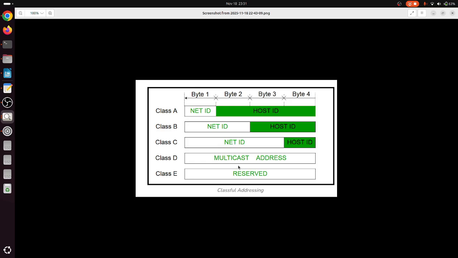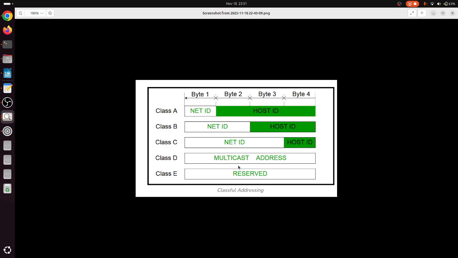Class D and class E are reserved. Class D is for multicasting addresses, normally used for ad hoc networks. Class E is meant as reserved, for research purposes. So why do we go with class A, and what numbers are affordable by class A, that we can see.